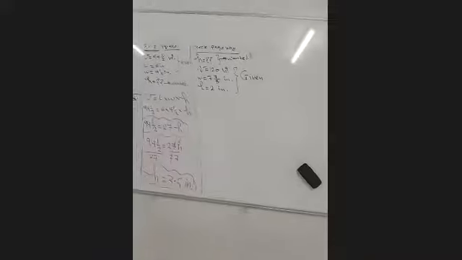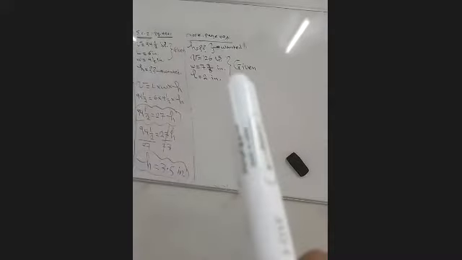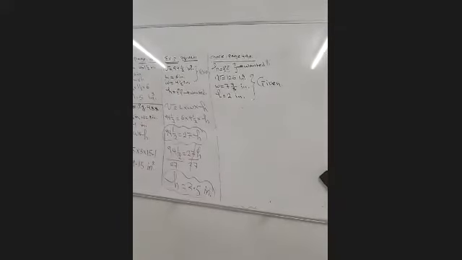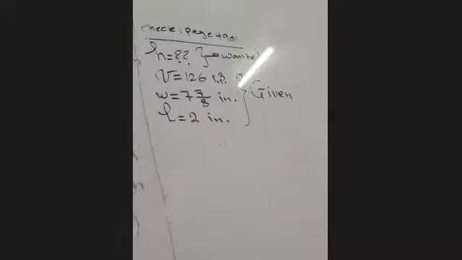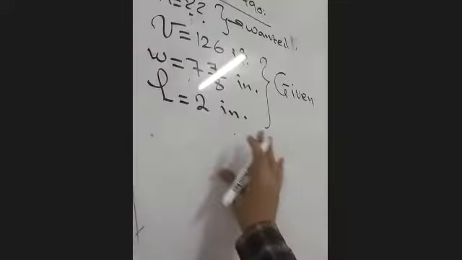of 7 and 7/8 inches, and a length of 2 inches. So here, the volume is given, the width is given, the length is given, and they want me to find what? The height. How do we find the height? What's the first step? We will write the formula. What is the formula?